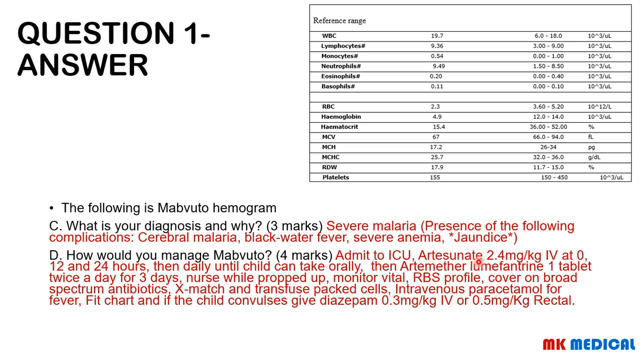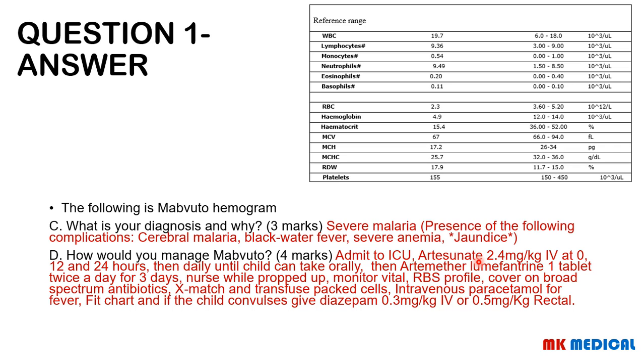That's your artemether and lumefantrine, 1 tablet because he's 3 years. Then 1 tablet twice a day for 3 days. Then of course we should nurse him propped up, monitor his vitals, RBS profile, give him glucose if he's hypoglycemic, then cover him on broad spectrum antibiotics, cross match him and transfuse packed cells.